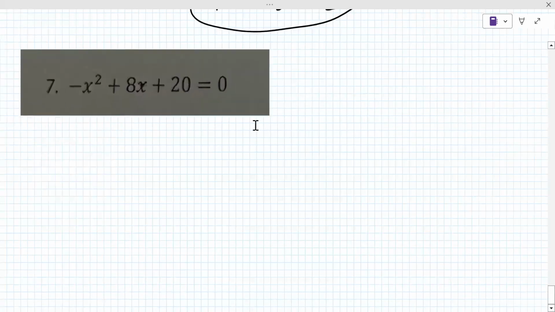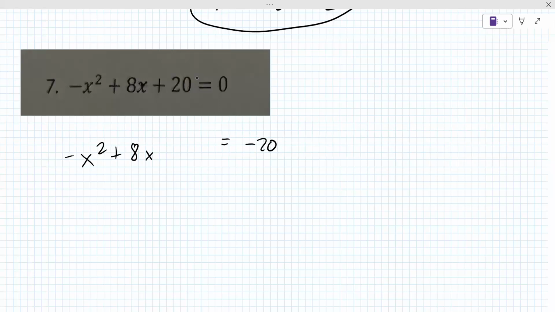All right, so again, first thing, move that constant over. Don't factor it out, that will make it more difficult here. All right, so you do factor this negative out. You can think of it as -1 if you want. x squared minus 8x, leave a space.